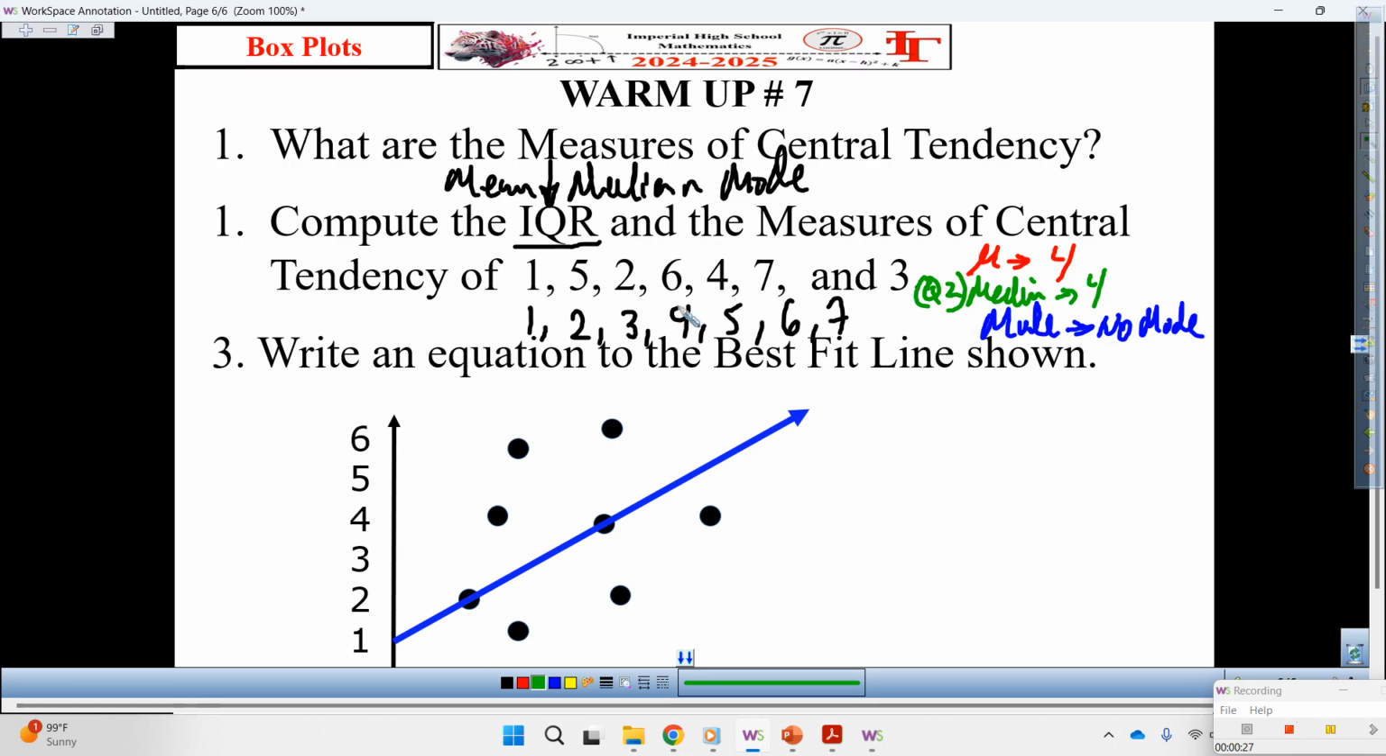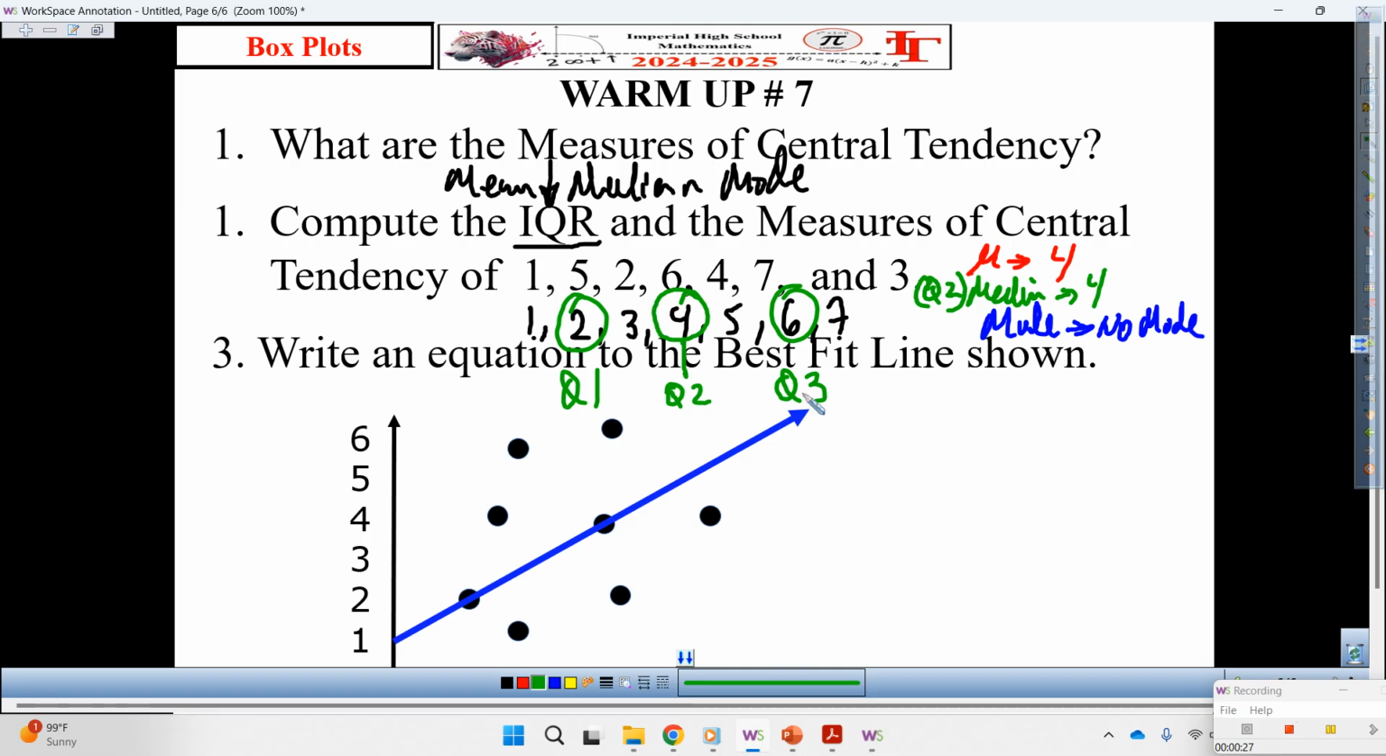So the median is 4, which is right here, Q2, which separates the data. Now we need Q1 and Q3. Tell your neighbor what Q1 is and Q3 is. We find the median of the bottom data, which is 1, 2, and 3. Which one's in the middle? 2, that's Q1. Let's look at the top data, 5, 6, and 7. Which one's in the middle? 6, that's Q3.